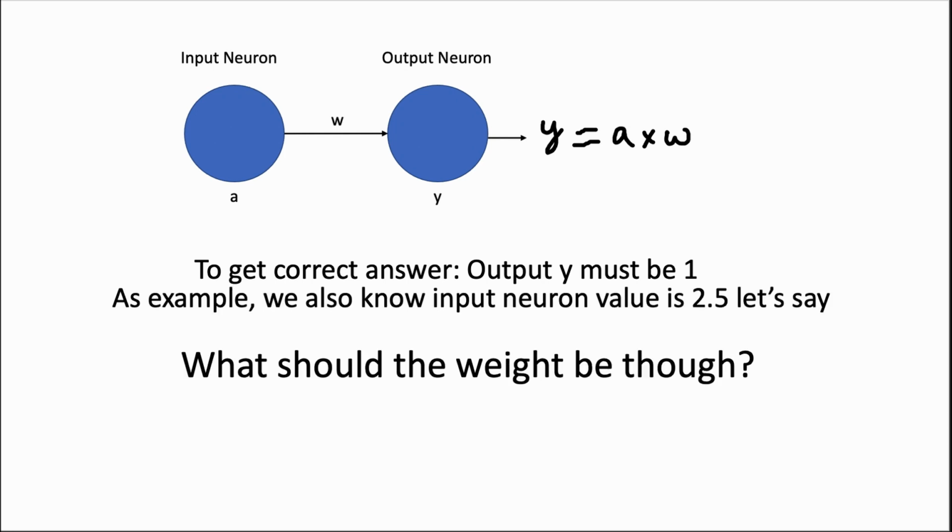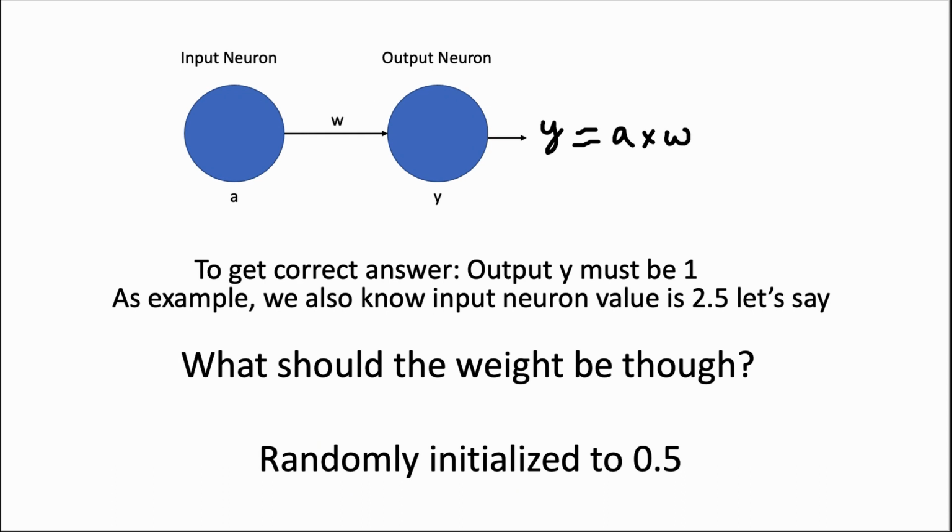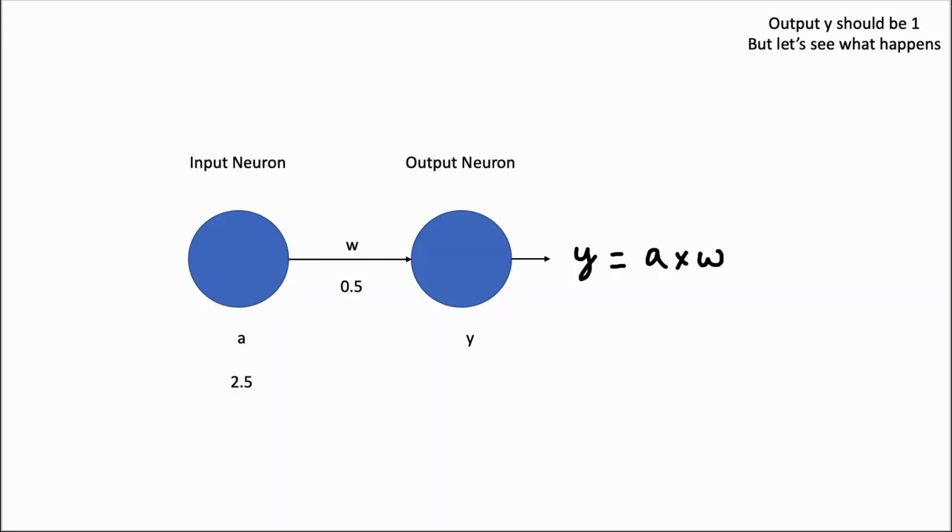But what we need here is the weight value. What should be the weight value? How much should we tweak this weight to get to our correct answer, that is 1, right? We don't know what the weight should be. So let's randomly initialize it and say we've randomly initialized it to 0.5. Which means if we plug this weight 0.5 and the input 2.5 into our y equals a into w, we will get an output as 1.25.